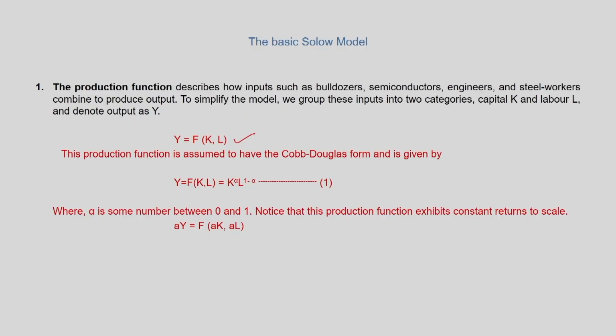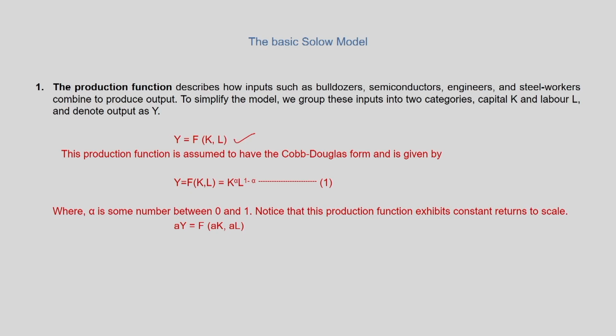The Solow model is built around two equations. One is a production function equation and another is a capital accumulation equation. We will come to the capital accumulation equation in some time. Let us spend some time on the production function equation. This function describes how various inputs are combined to produce a given level of output, for example how bulldozers, semiconductors, engineers and steel workers are combined to produce output.